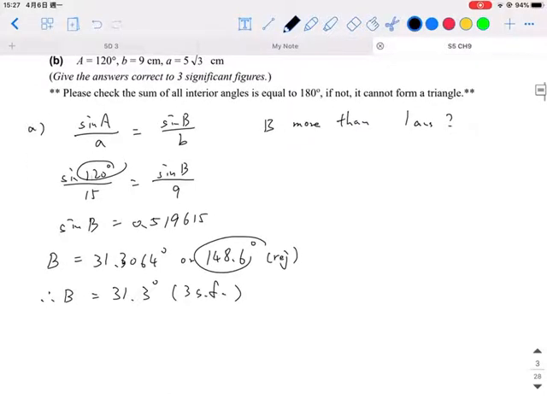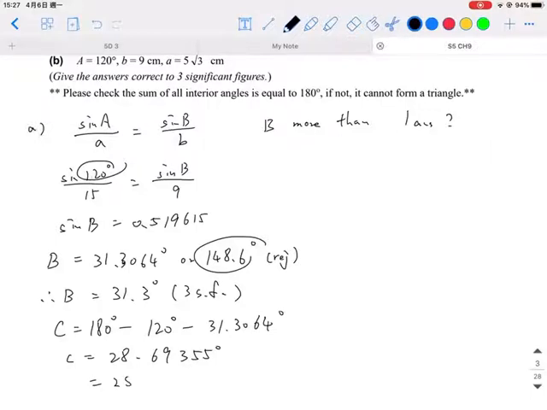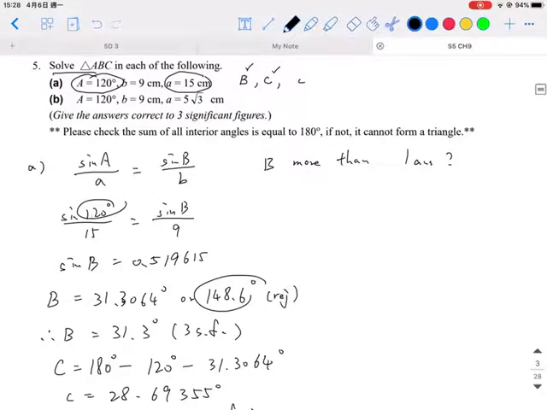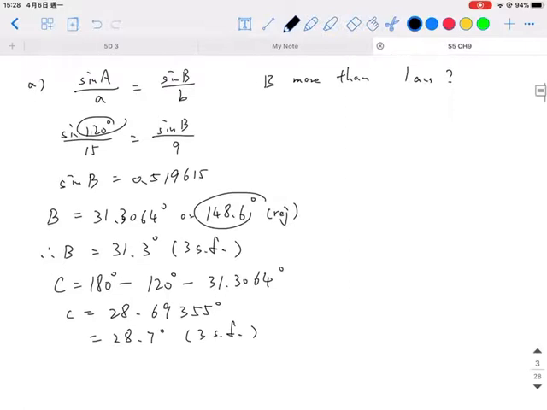And then we can get angle C is equal to 180 degrees minus angle A 120, and then minus 31.3064 degrees. And you will get C is equal to 28.69355 degrees. Okay, which is rounding to 28.7 degrees, three significant figures. So we have finished angle B and angle C. And the last one is the length of c.